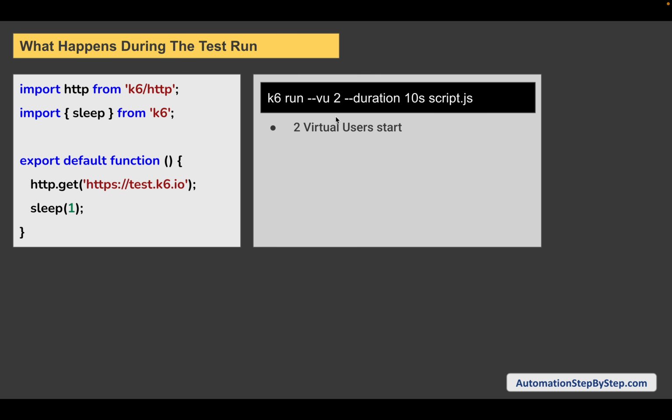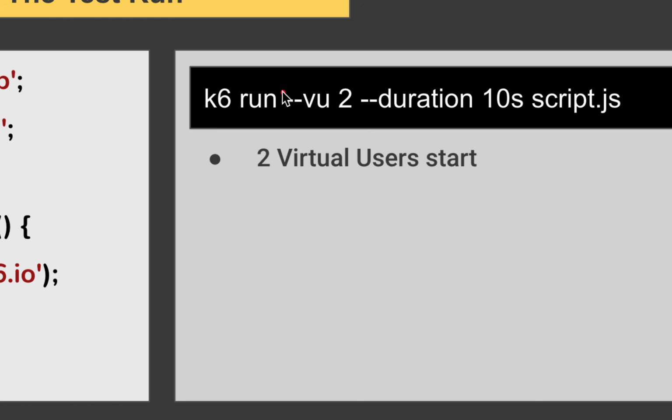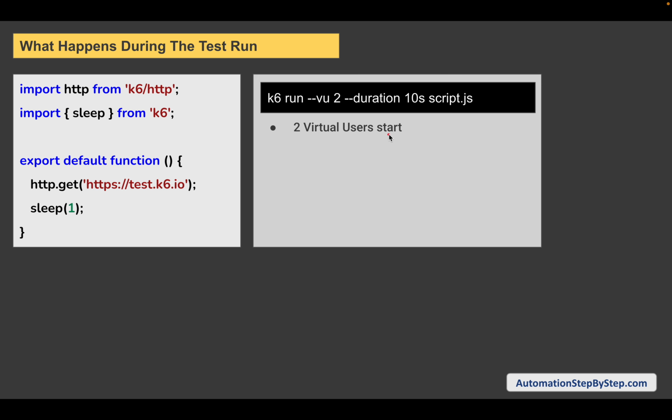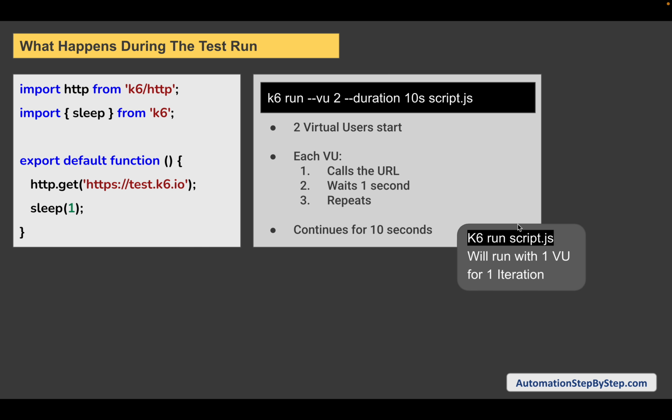So if we go as per this command where we are using 2 virtual users and 10 seconds duration, what it will do, so this is a --vus. Okay, so make sure that you correct this. Each virtual user will call the URL, wait for 1 second and repeat for the entire duration of the test, that is 10 seconds. And if we do this without giving any virtual user and duration, it will run with a single virtual user for a single iteration of the function.